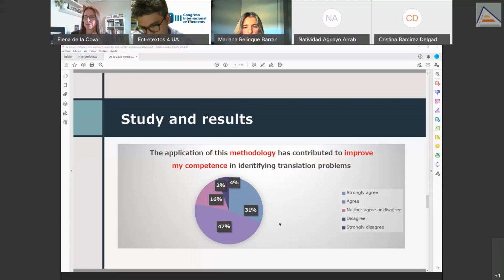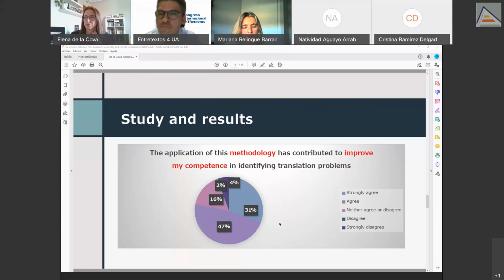In the next question, and this is the last question I bring here, we asked them if the application of this methodology contributed to improving their competence in identifying translation problems. Because we wanted to know not only if it was useful for a particular project or for a particular subject, but also if it was useful for their professional future.